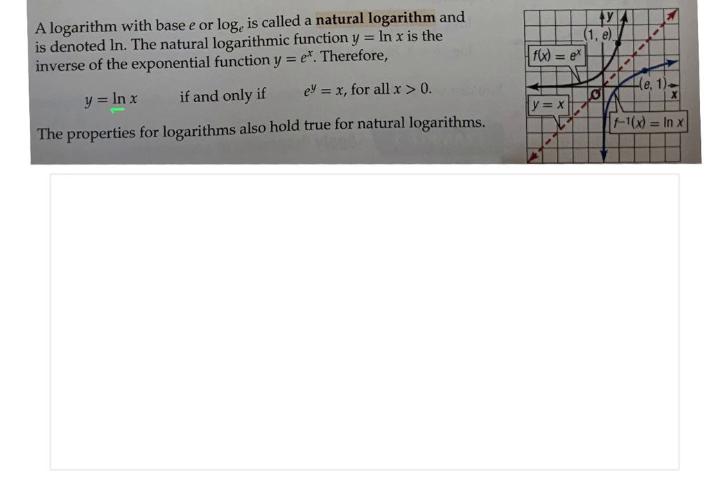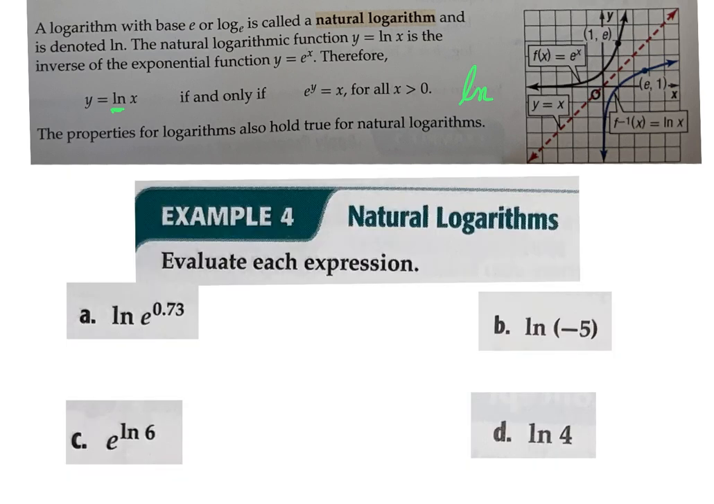ln, so you should see just the ln. On your calculator, you should see a natural log. It's just going to be ln, and a lot of times it'll be in script when you see it in a book. It means that the base of your logarithm is your natural number e. All your same rules apply to this like they do to anything else.